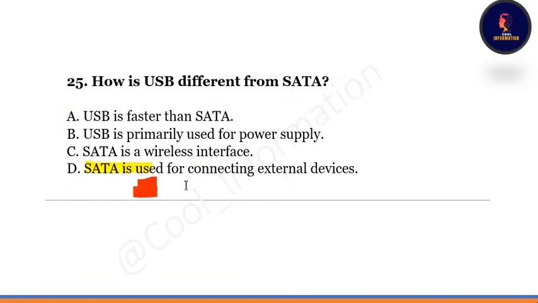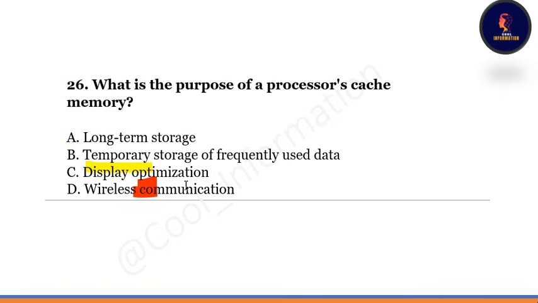Next question. How is USB different from SATA? Option A is USB is faster than SATA. Option B, USB is primarily used for power supply. Option C, SATA is a wireless interface. And option D, SATA is used for connecting external devices. Correct option is option B, which is USB is primarily used for power supply.